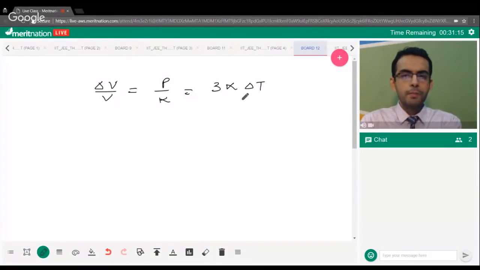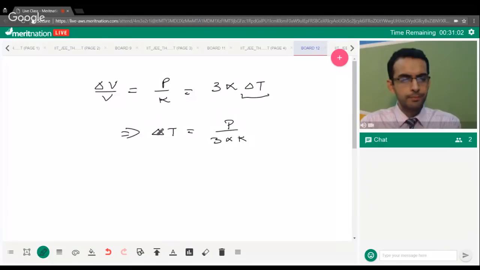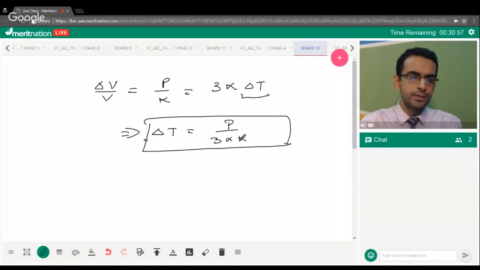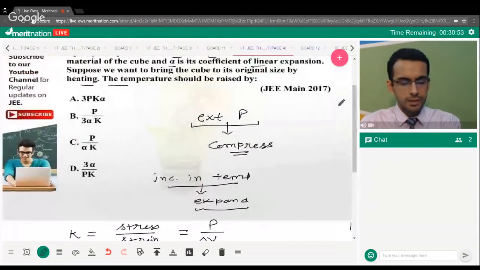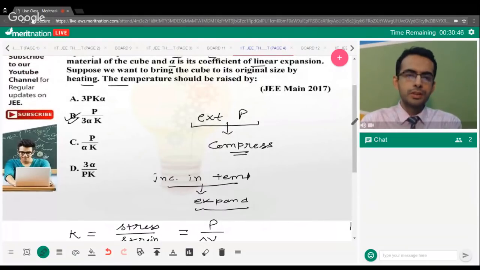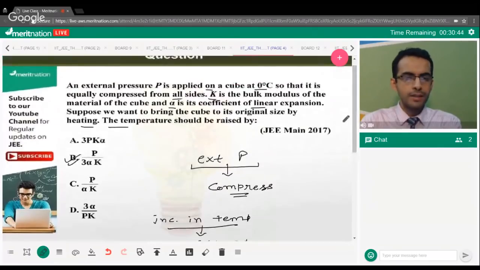In the question, we were asked to find delta T. So this implies delta T is equal to P over 3 times alpha into K. That is the temperature raise, and you can see from the options it is option number B. That's most appropriate. Okay, students, I hope you're getting this.